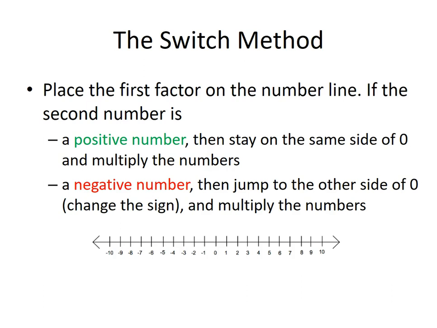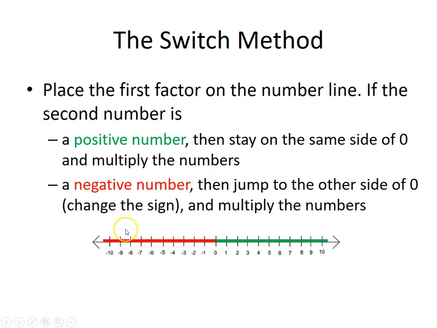We got the switch method. So what we're going to do is take the first factor. A factor is when we're multiplying two numbers, each is a factor. We'll take the first one, put it on the number line, and see which side it's on. If a number is positive, so let's say the first number we put on the number line is positive, and the second number is also positive, we'll stay on the same side.